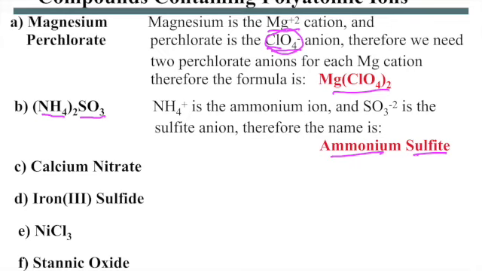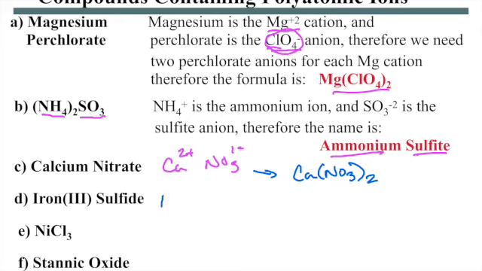Calcium nitrate, calcium 2 plus, nitrate NO3 minus 1. I could predict the charge of this off the periodic table. I have to memorize this. 2 things coming together, they do not have the same charge. I have to use the cross method, and I will get calcium, and I need 2 nitrates to balance that out.